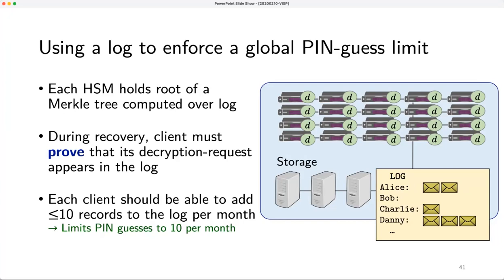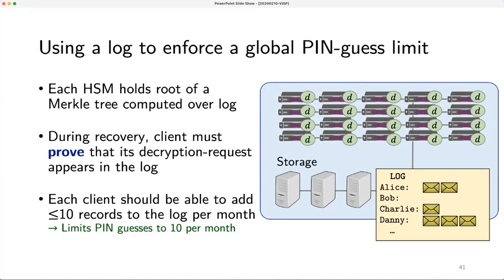The important property, the invariant that we want this log to maintain, is that each client should only be able to add a small number of records to the log, say every month. If each client can only add a small number of records to this log every month, then this limits the number of PIN guesses that any user can get, right? Because to make a PIN guess, you need to add something to the log, and we're going to rate limit the rate at which this log can grow.